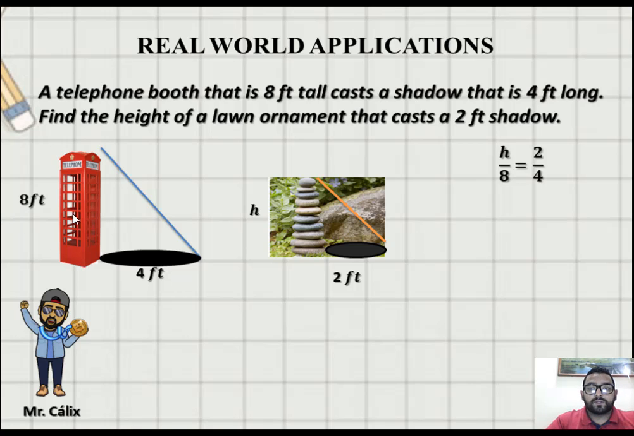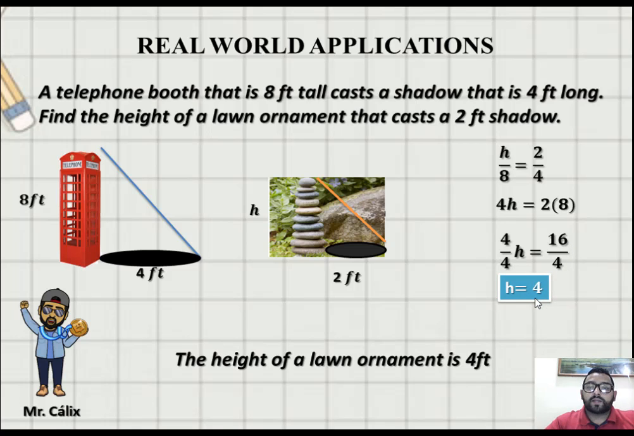If you choose the other one first, you're going to write 8 over h and 4 over 2, but in this case I choose this one first, h over 8 and 2 over 4. Then we use cross product and we're going to have 4 times h and 8 times 2. Then we have 4h over 4, which is h, and 16 over 4, which is 4. So we can say that the height of the lamp ornament is 4 feet. Remember, you can start from this one or from this one.